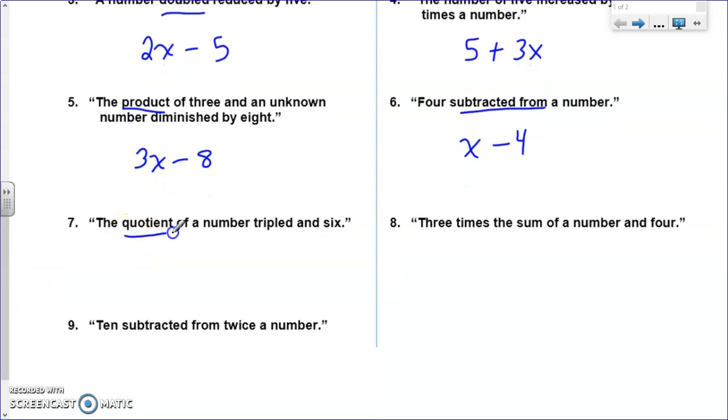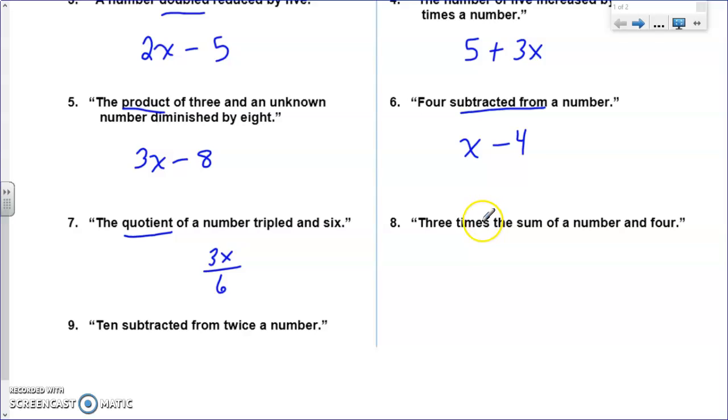The quotient, quotient is division, a number tripled, so the quotient of a number tripled and 6. Now in this case, normally you would simplify, but we want this to look just like the wording that's in the problem, so do not simplify.